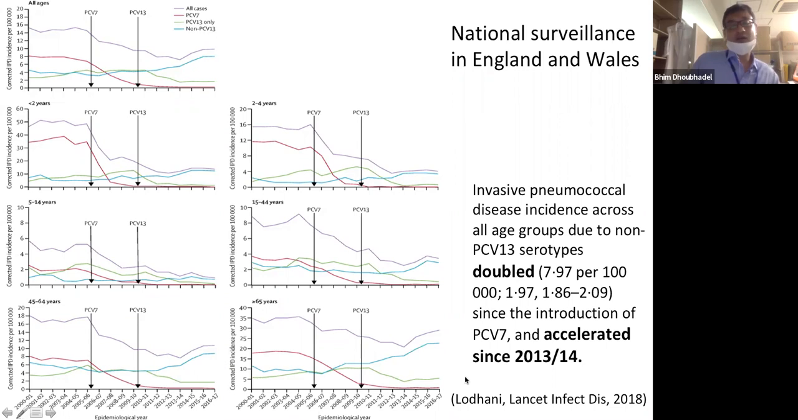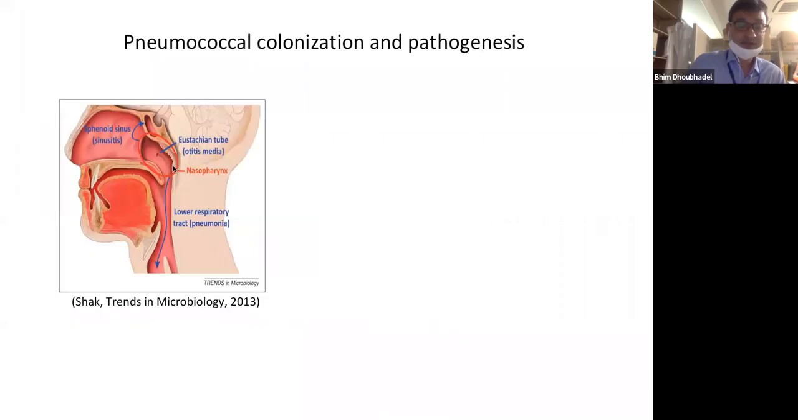So one of our interests is to explore this. We think that there are multiple serotypes, more than one serotype, at the moment. And when you give one vaccine serotype, non-vaccine serotype comes up. So one of the interests is to explore these multiple serotypes. As we know, pneumococcus starts its pathogenesis from the nasopharynx.